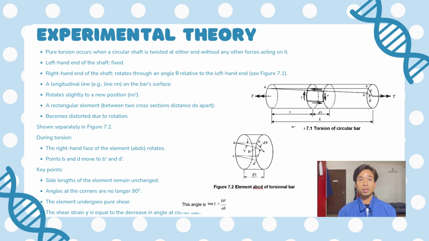During torsion, the right hand face of the element ABDC rotates. Points B and D move to B' and D'. Key point: the side length of the element remains unchanged. Angles at the corners are no longer 90 degrees. The element undergoes pure shear. The shear strain γ is equal to the decrease in angle at the corner.